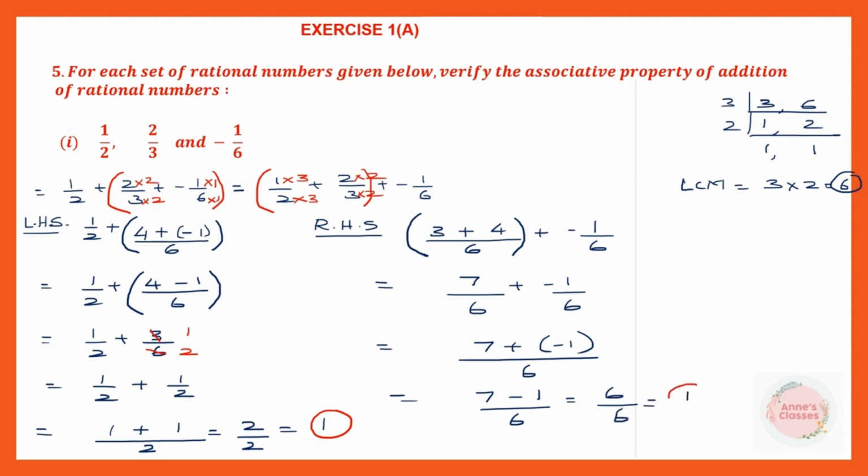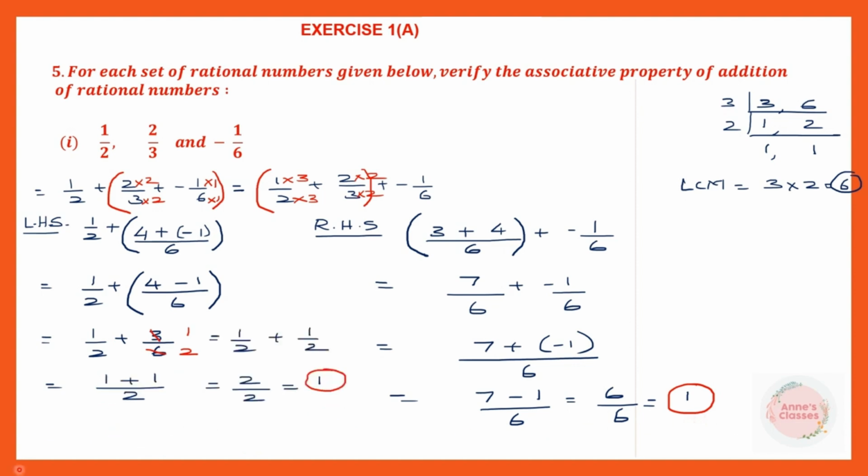So on the right hand side, when you work it out, what answer do you get? You get 1. So what do you see? The left hand side is 1. The right hand side is also 1. That means the left hand side is equal to the right hand side. So now we can say left hand side is equal to the right hand side, hence verified. We have verified the associative property of addition for this set of rational numbers.